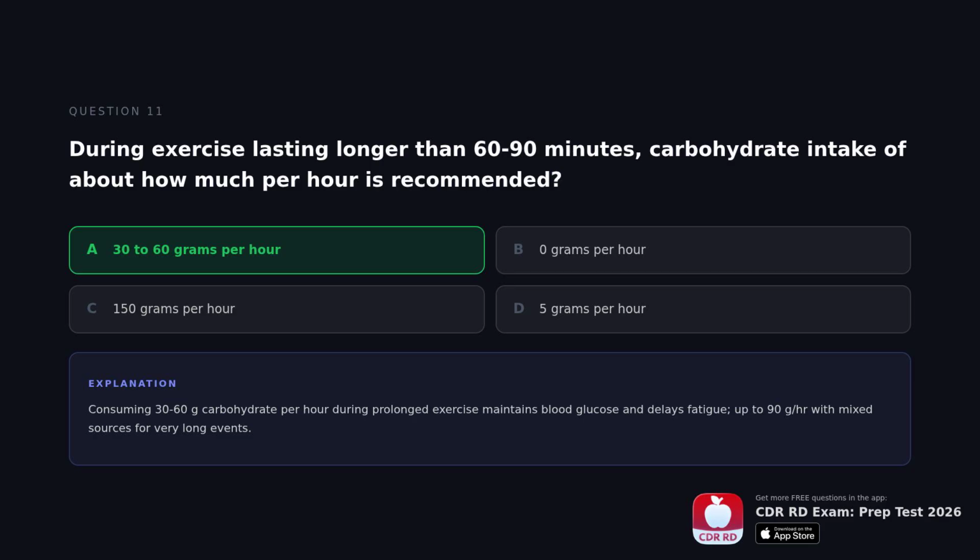The correct answer is 30 to 60 grams per hour. Consuming 30-60 g carbohydrate per hour during prolonged exercise maintains blood glucose and delays fatigue, up to 90 g/hr with mixed sources for very long events.